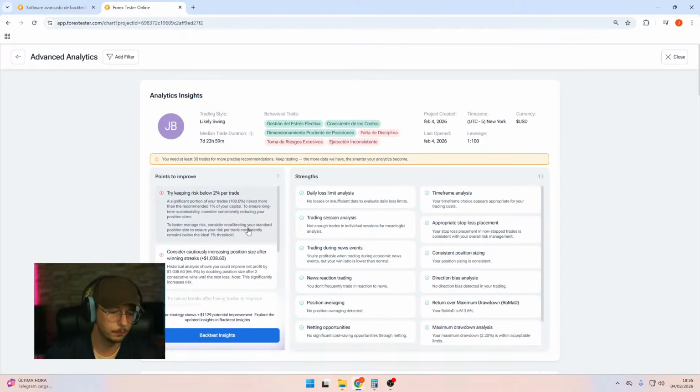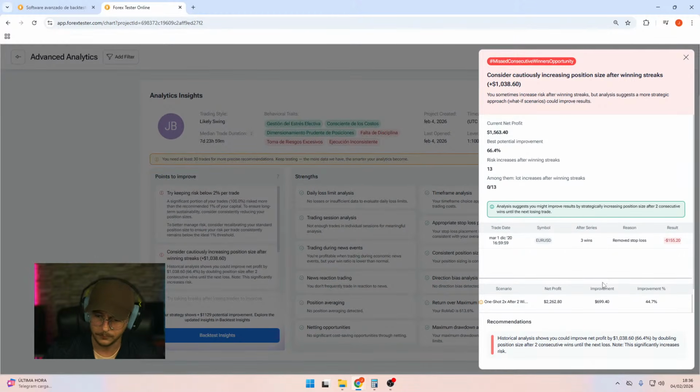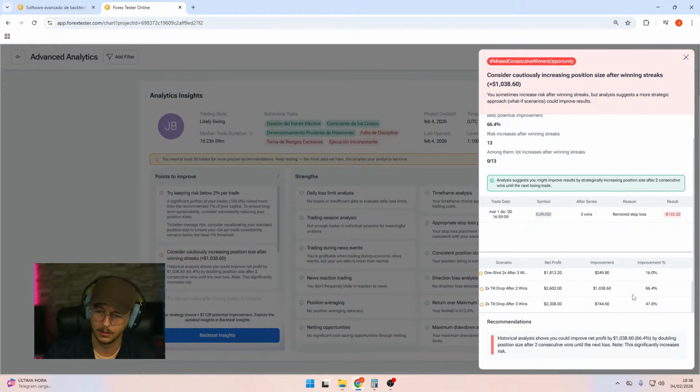So what I'm going to do, for me that makes more sense, is cautiously increase the position size after the winning streaks. If I click in, I can see the actual improvements here. It's saying that the best improvement is a 66% increase over my net profit, and it's ×2 until the drop after 2 wins. So when I get 2 winning trades in a row, on the third trade I'm going to double the lot size. Makes sense. So now we got this.